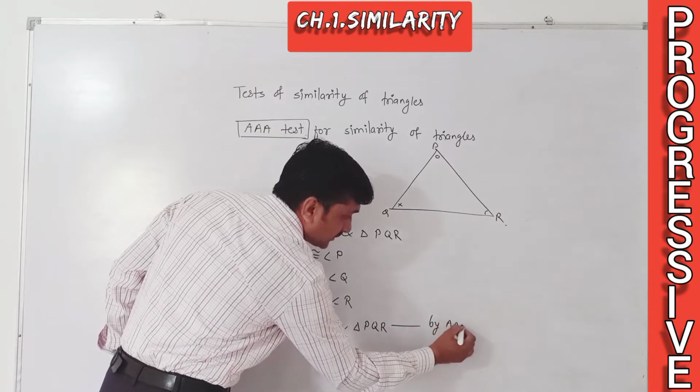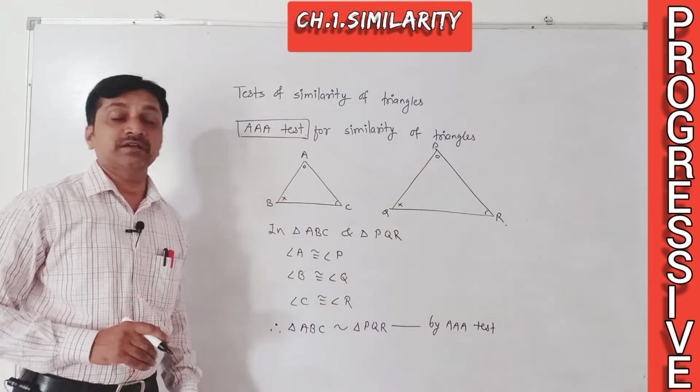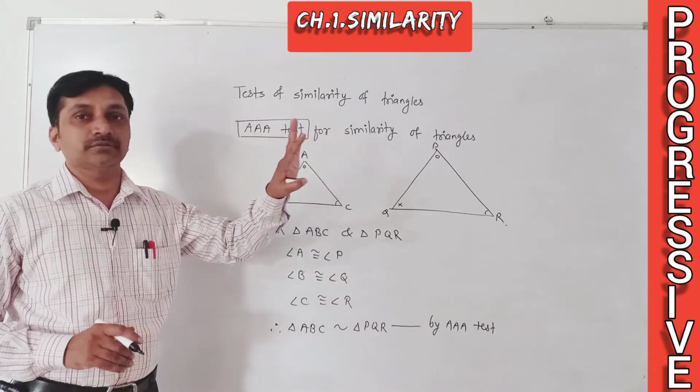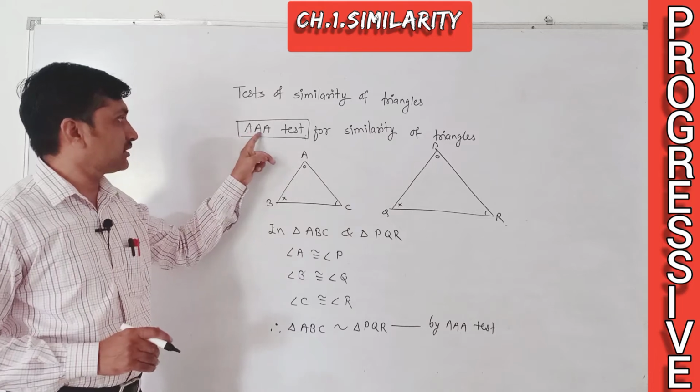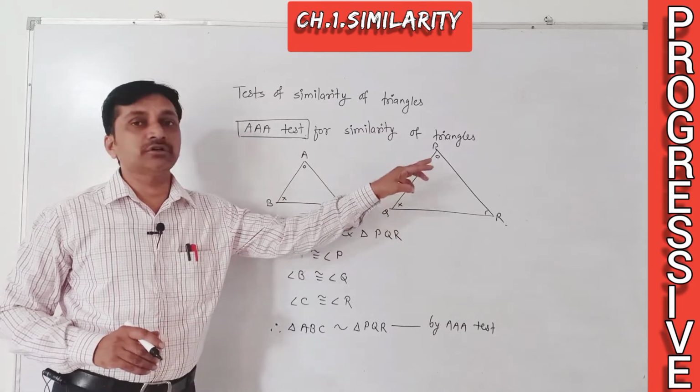By the AAA test. This is the AAA test for similarity. It denotes that all three corresponding angles of one triangle should be congruent with the other three.